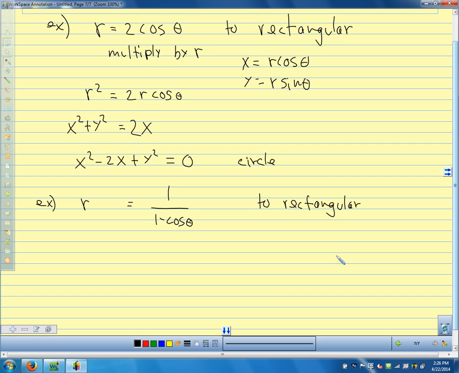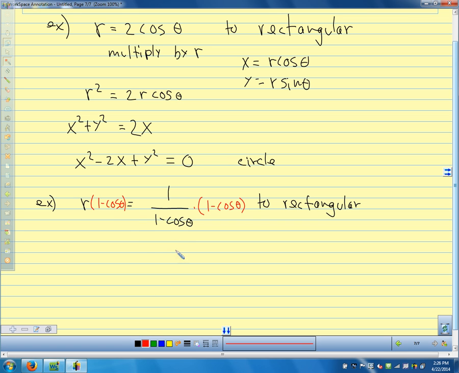Jonas says let's square both sides so we have an r squared. That's a good idea. When we square, we have the quantity 1 minus cosine theta squared, so we would end up with something a little more complicated, but that's a good thought to get an r squared in there. When I first look at this, I don't like that fraction. How can I get rid of that fraction? How about multiplying both sides by 1 minus cosine theta? That looks a little better.